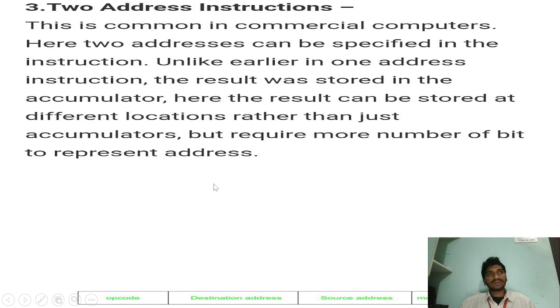To store the results, we need to have a number of registers. So the syntax will be as follows: operation code, destination address, source address, mode. But before, we have seen that for a one address instruction the syntax will be opcode, only one source address, and mode operation. But here we have a destination address and a source address and mode operation.